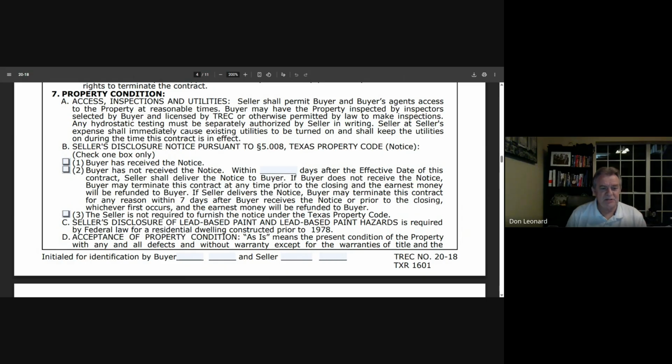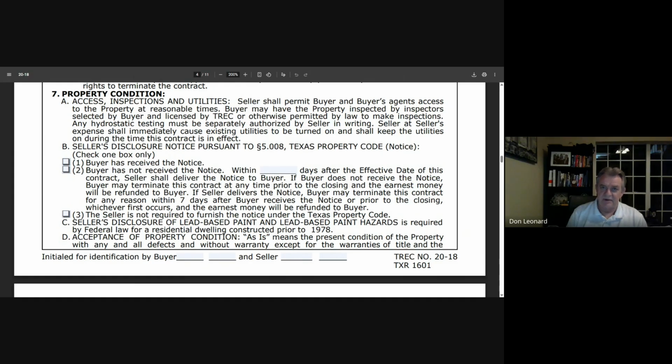The third option, seller not required to furnish the notice under the Texas Property Code. The need for a seller disclosure is not a TREC requirement. It's not a real estate law requirement. It is a Texas Property Code requirement. And the Texas Property Code does list 11 exceptions to filling out a seller disclosure. There are certain sellers who are not required to fill out a seller disclosure.